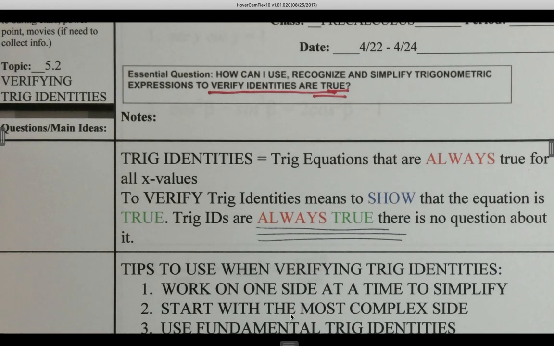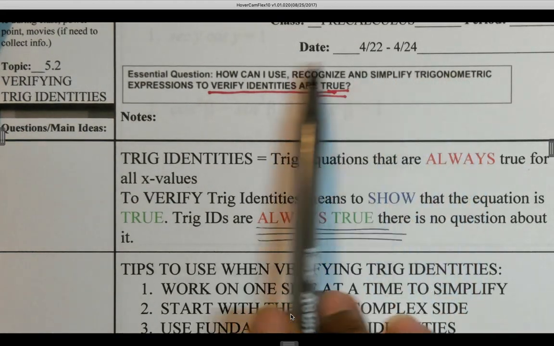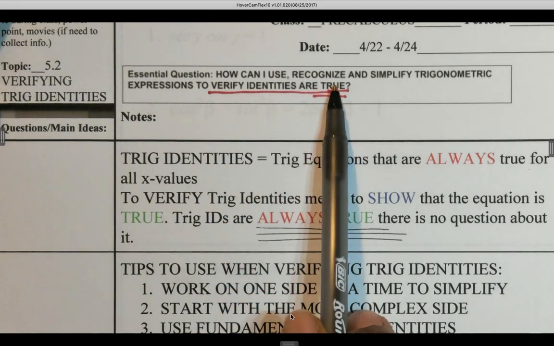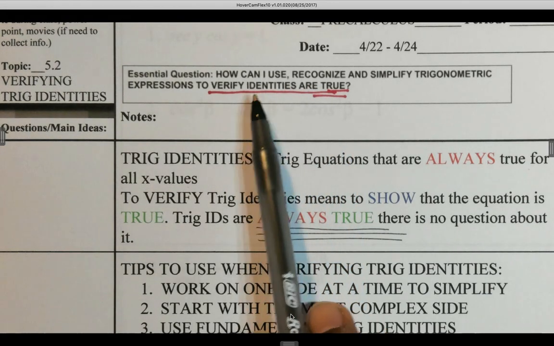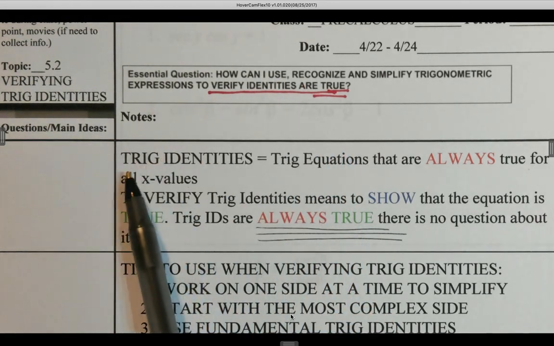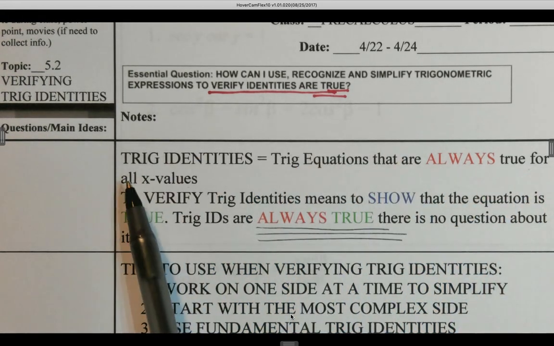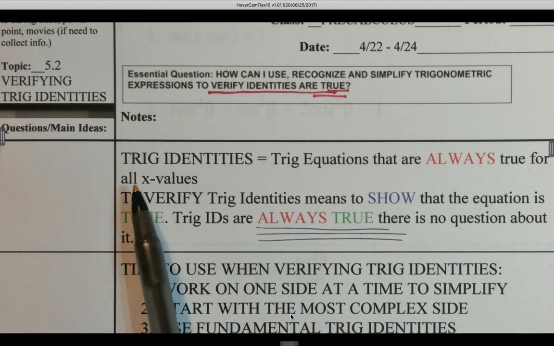For section 5.1, we're verifying identities. So our essential question is, how can I use, recognize, and simplify trigonometric expressions to verify identities are true? And so I underline this just to reiterate that identities are always true, and our job is just to show that they're true. Okay? So trig identities are trig equations that are always true for all x values. So we can plug in any x value we want, and we're always going to get an equivalency.